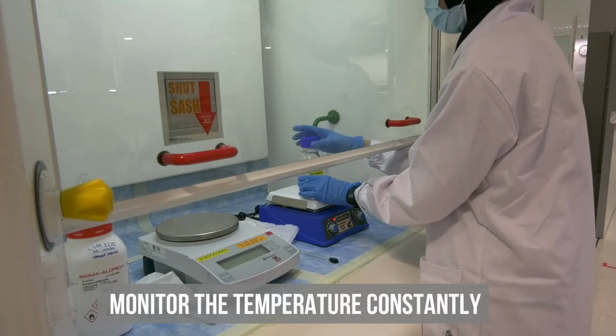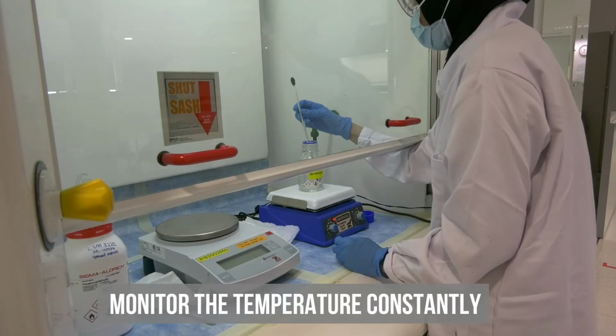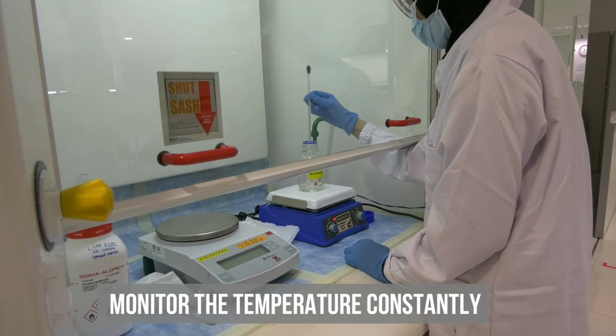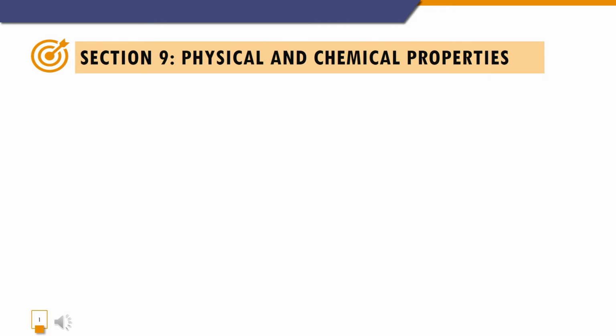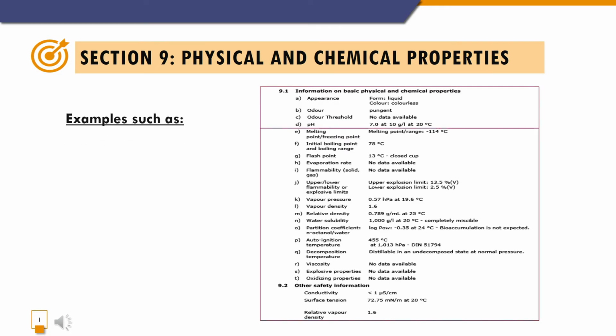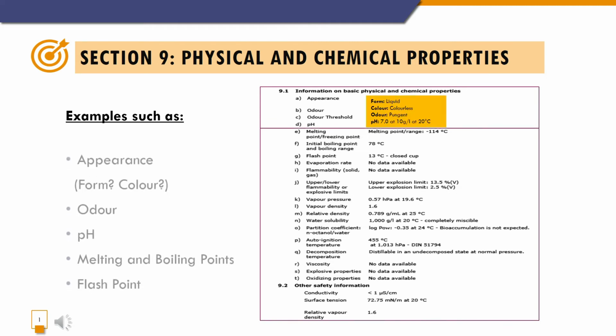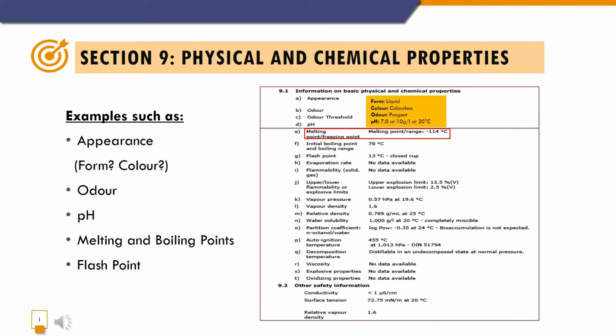In addition, dissolving of paraformaldehyde has to be done in the fume hood with constant monitoring of its boiling point and combusting. One of the very important sections is Section 9, which talks about the physical and chemical properties. Examples will include appearance, melting and boiling points.